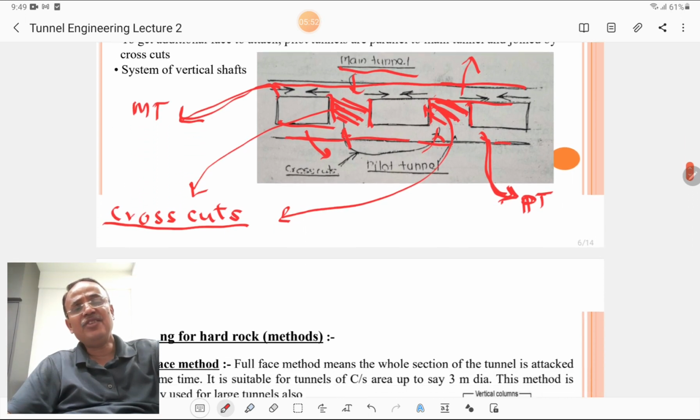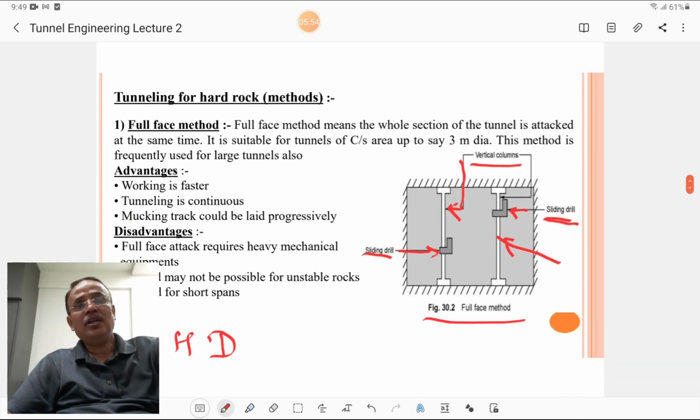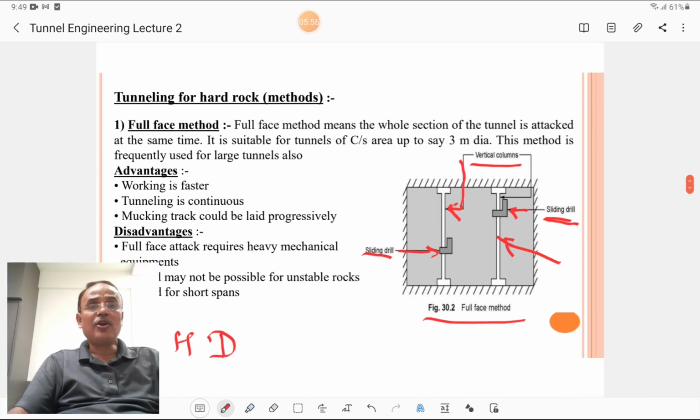It is very easy to understand. And for tunneling in hard rock, there are different methods. First is the full face method. The name itself indicates we have to attack the full section at a time. Full face method means the whole section of the tunnel is to be attacked at the same time.